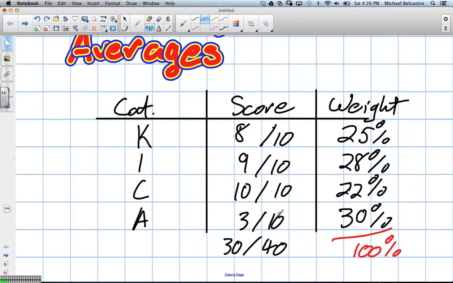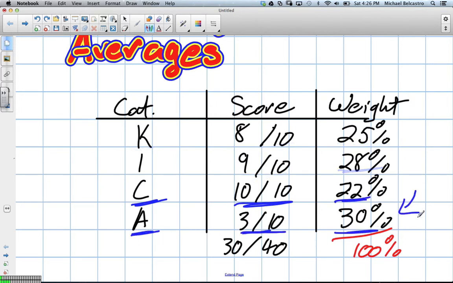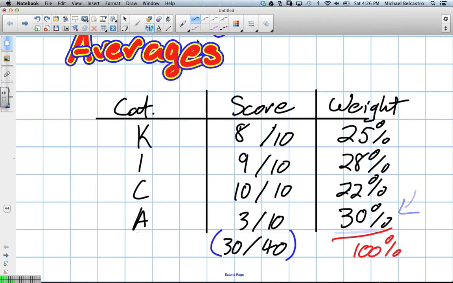Now, you have scores on your test. In each category, you score differently. You got an 8 out of 10 in thinking, which is worth 25% of the test. 9 out of 10 in inquiry, which is 28. 10 out of 10 on communication, which is 22. And they did really poorly on application, which is 30%, the heaviest weight to the test. Now, your average on the test is 30 out of 40, which is a 75%, right? So from your understanding, you got 75%. But we have to actually include all of the weighting to this, okay?